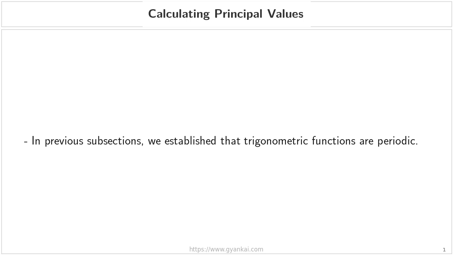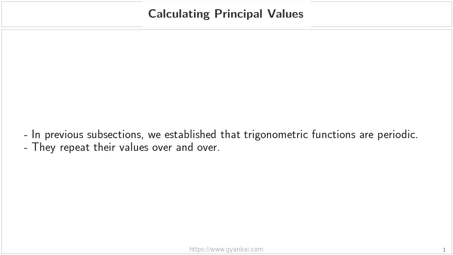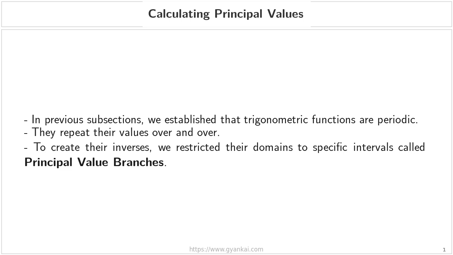To start, let's look back at what we have already covered. In our previous subsections, we established that trigonometric functions are periodic. In simpler terms, this means that these functions repeat their values over and over again at regular intervals as we move along the axis. Now, because they repeat, they do not naturally have a one-to-one relationship, which makes creating an inverse function tricky. To solve this, we restricted their domains to specific, limited intervals. These chosen intervals are known as the principal value branches.